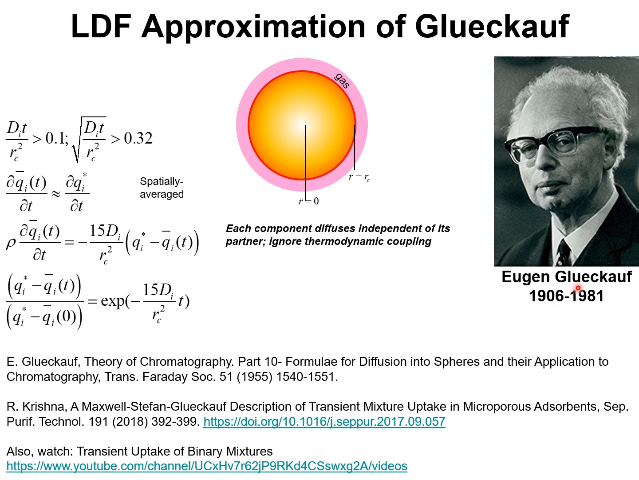In the derivation of the Glueckauf approximation, it is assumed that the parameter D_i divided by the square of the radius of the crystallite times the time t is greater than 0.1. Or the square root of this term, which is the product of the diffusional time constant and the contact time t, is greater than 0.32.